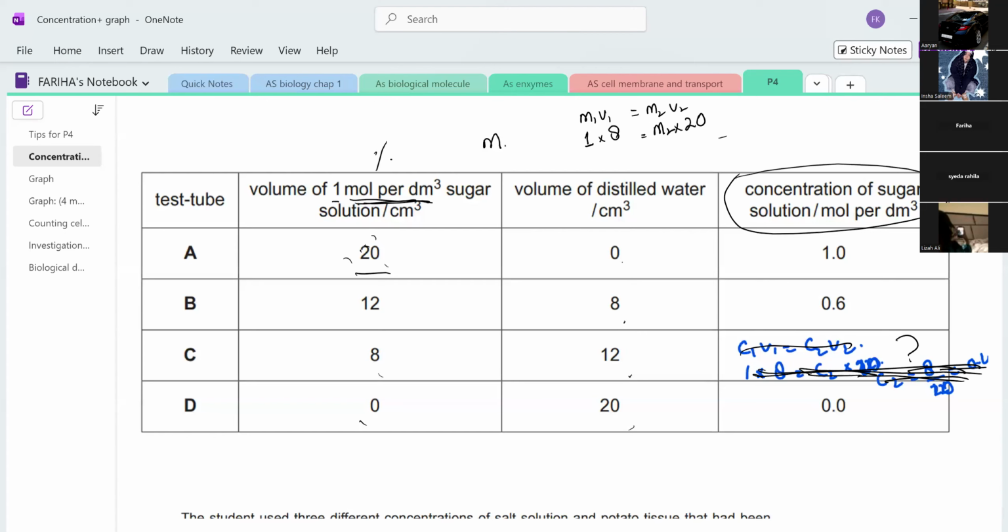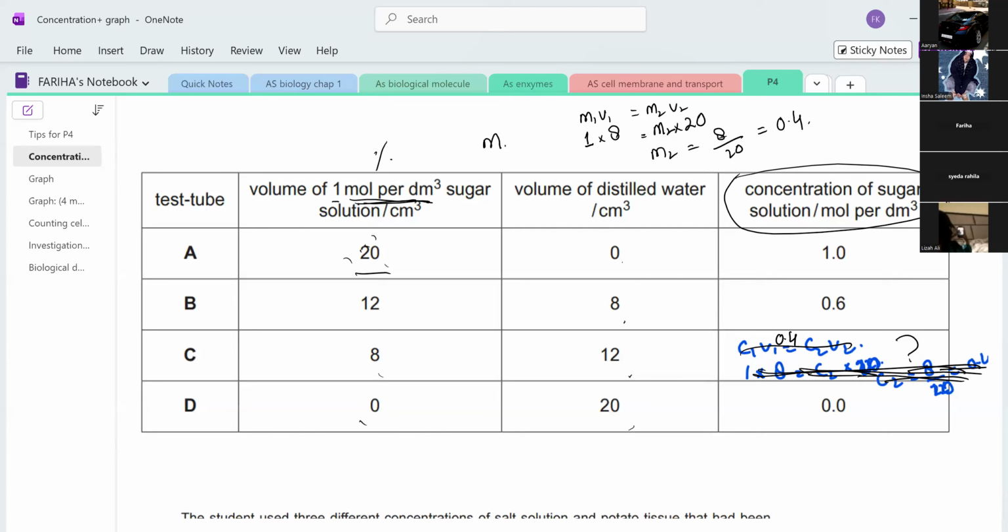So if the final volume for this concentration of sugar solution should be 20, so M2 is equals to 8 divided by 20 is equals to how much? 0.25. No, 8 divided by 20. Wait. Just use the calculator, 0.4. So our answer is 0.4. Is this clear? Clear, Aryan? Yes, miss.